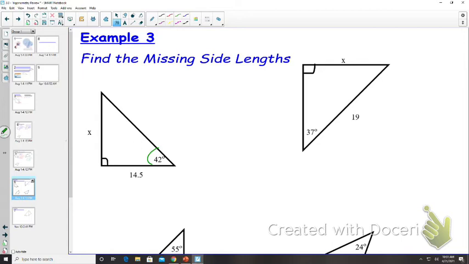Wait, hold on. It's tan, because you got the adjacent and the opposite. This here is my opposite, right? Whatever is opposite from the angle given is the opposite. And the side length that attaches the angle to the right angle is our adjacent. So we know opposite and adjacent, so we will use TOA.